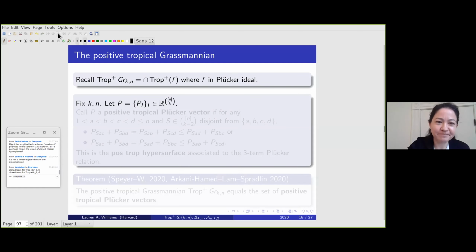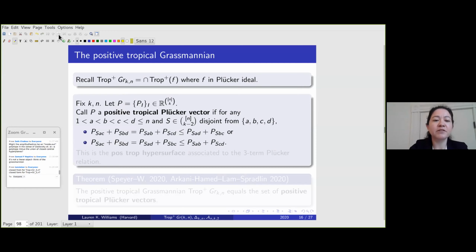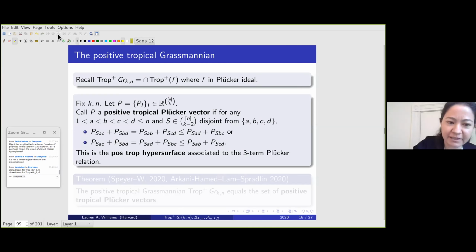Okay, so how do we do that? Let's fix k and n, and I'll let P be a vector in R^{n choose k}, whose coordinates are indexed by k-element subsets of 1 through n. Now we say that P is a positive tropical Plücker vector if for any numbers a, b, c, and d ordered, and any S, a (k minus 2)-element subset of 1 through n disjoint from a, b, c, and d, either this inequality holds or this inequality holds. If you've seen the three-term Plücker relation before, this should look reminiscent of it. And this is the positive tropical hypersurface associated to the three-term Plücker relation.